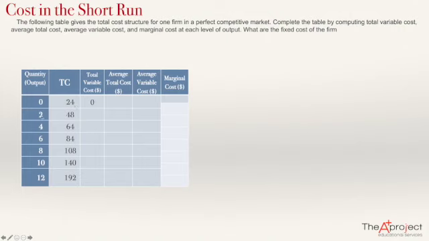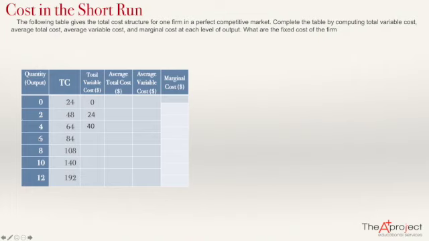In the second row, the total cost is 48, and the fixed cost, we know, is 24. 48 minus 24 gives me 24. So the 24 needs to be the variable cost when we are producing 2 units of output. This 24 plus the 24 that is the fixed cost gives me the 48 that we have here at the total cost. The variable cost in this case needs to be 40, because 40 plus the 24 of the fixed cost gives me the 64 that is the total cost.